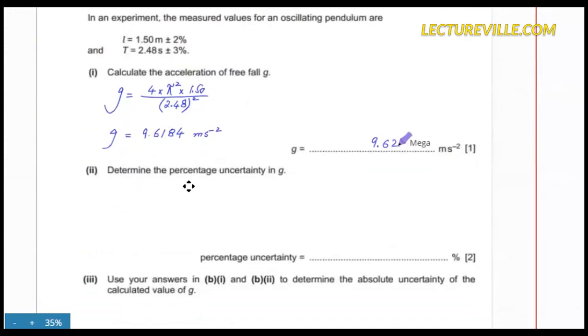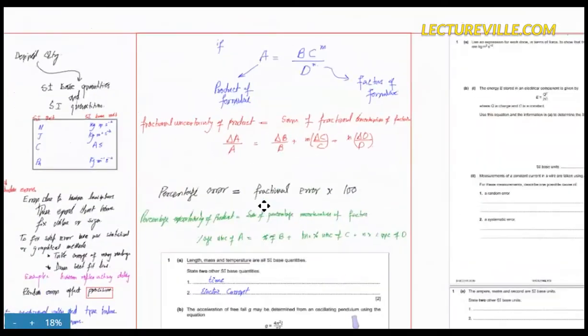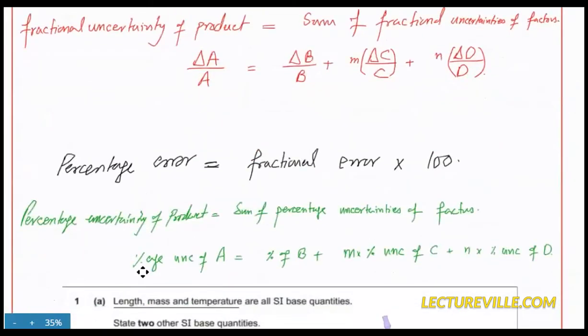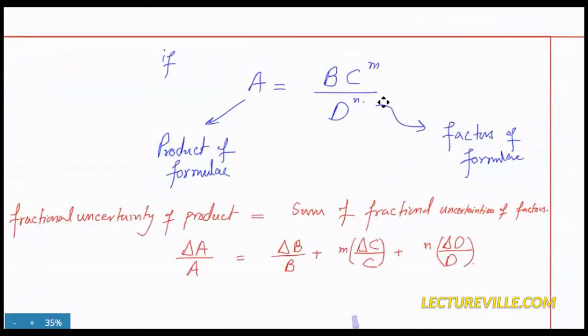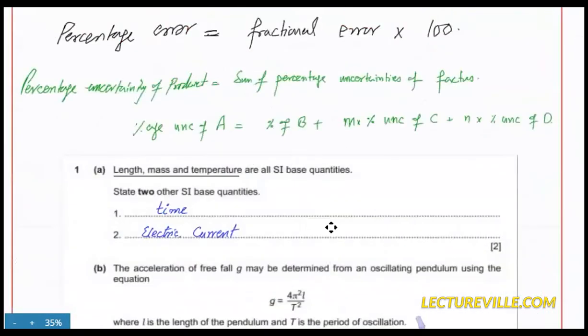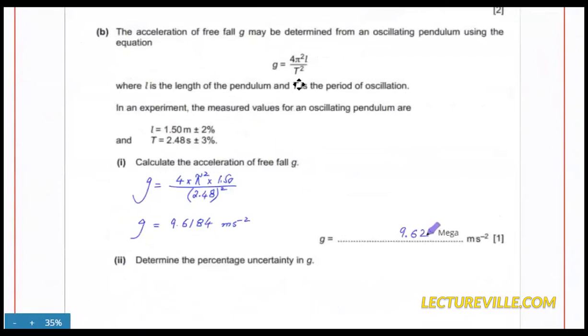Now, determine the percentage uncertainty in G. What is the rule for percentage uncertainty? If you remember from the previous lecture, this is what I told you, that if this is a formula, A equals B C to the power M over D to the power N, these are all factors and this is the product. Percentage error of this should be the sum of percentage errors of all these, with the power multiplied to the percentage error. So percentage error of A equals percentage error of B, plus percentage error of C times M, because there was a power M on C, plus percentage error of D times N because the power of D was N. Similarly, we have this situation and we have percentage errors of L and T, and we need the percentage error of G.